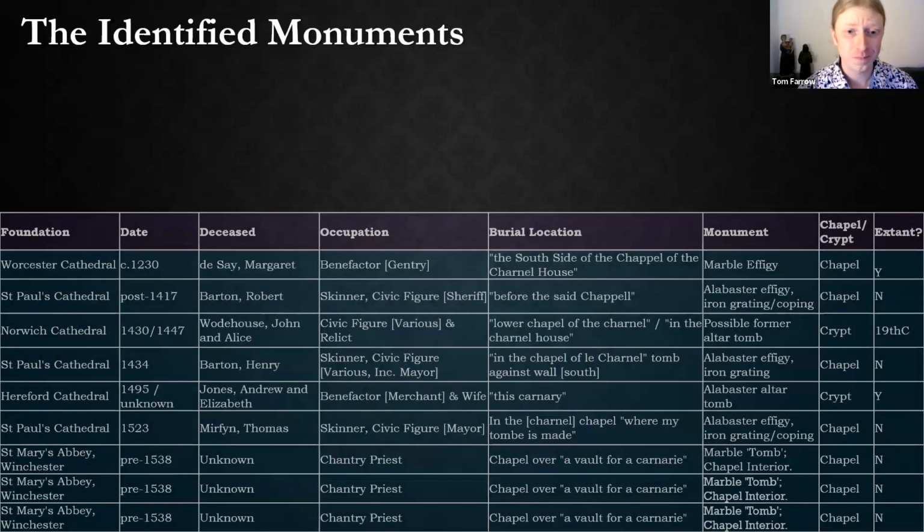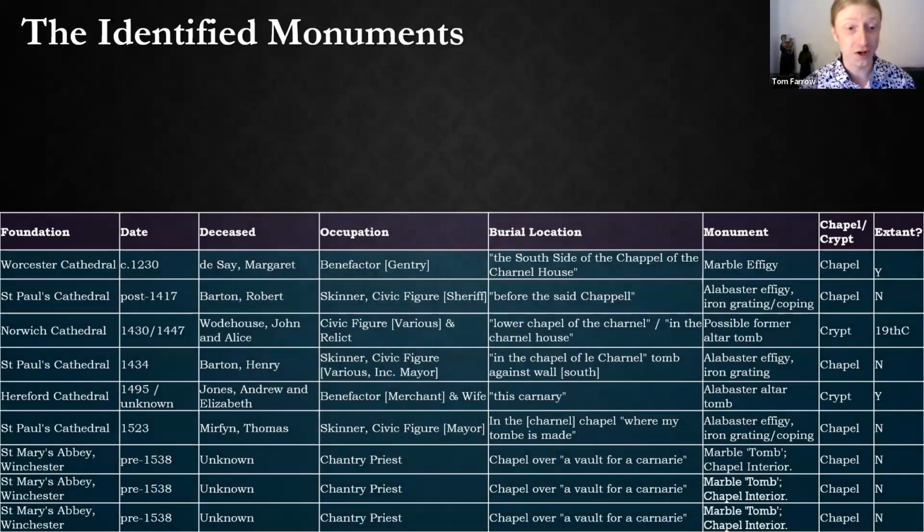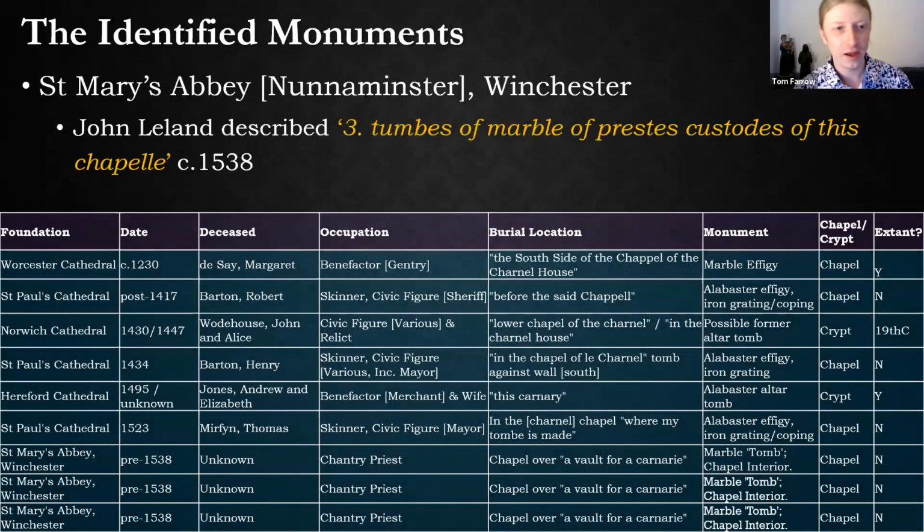So to recap, we have a spreadsheet, because who doesn't love a spreadsheet, especially one halfway through a PowerPoint presentation. All of the ones that we've covered appear in here, apart from 3 at the bottom. At St Mary's Abbey in Winchester, the Nunnaminster, John Leyland described 3 tombs of marble of custodian or custodial priests, so chantry priests, presumably, of that chapel around 1538. That's the only information we have on those, unfortunately, but best to include it for the sake of comprehension.